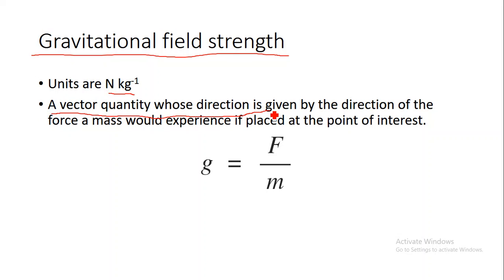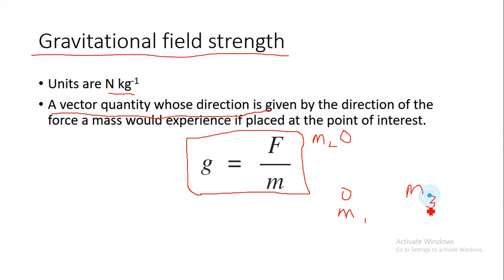It is a vector quantity whose direction is given by the direction of the force a mass would experience if it is placed at the point of interest. So this is the formula. Okay, I will give you an example. If I have something here, this is mass 1, this is mass 2, this is mass 3. We know that they will attract each other, right? So if I want to find the resultant force, the net force, I will have a force attracting here, then another force here. This is for the general equation.